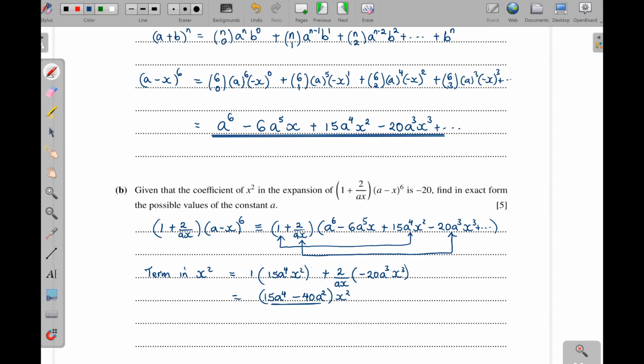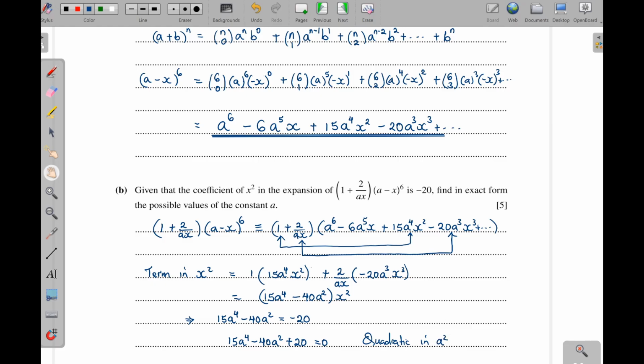So this is the coefficient of x squared here. They said it is equal to negative what? 20. So I will say that 15a to the power of 4 minus 40a squared is equal to negative 20. Then I will bring this on this side, and we shall have 15a power 4 minus 40a squared plus 20, which is equal to 0. This is a quadratic equation in a squared.